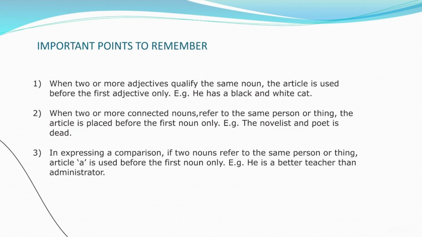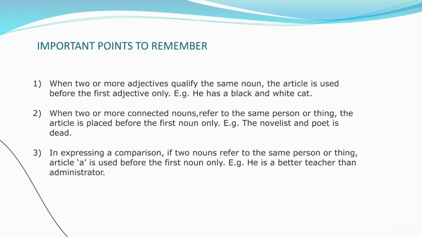Some more important points to remember. Number one, when two or more adjectives qualify the same noun, the article is used before the first adjective only. For example, he has a black and white cat. So I am talking about only one cat. Okay. There are two adjectives which qualify the cat. So I will use the article only before the first adjective. He has a black and white cat.